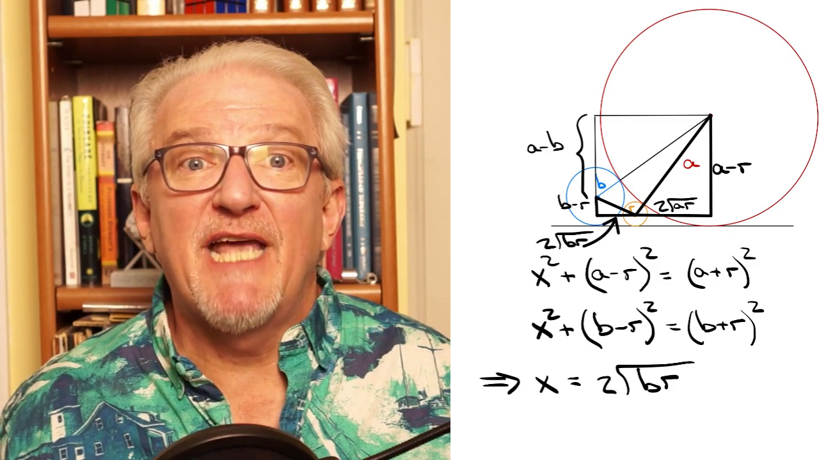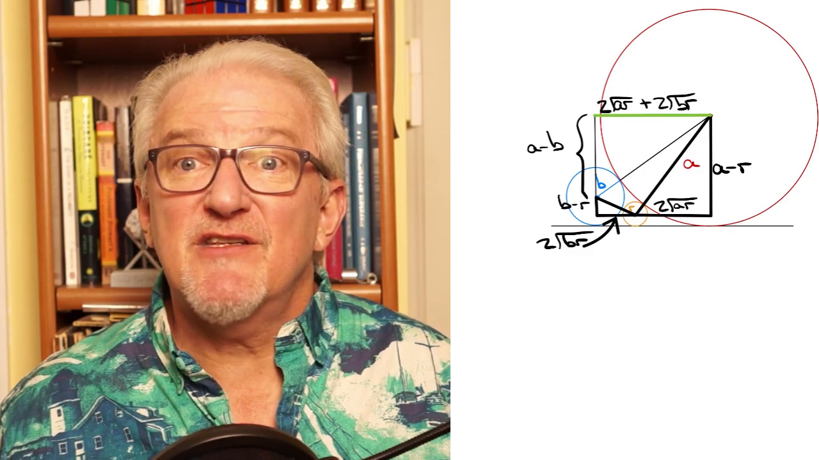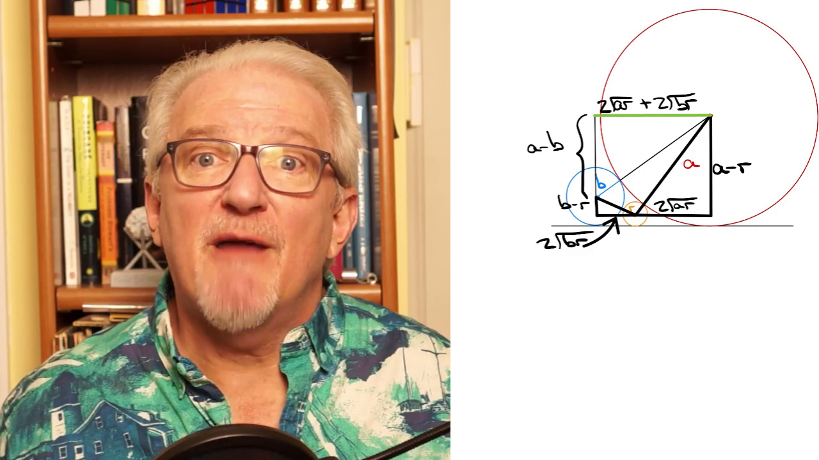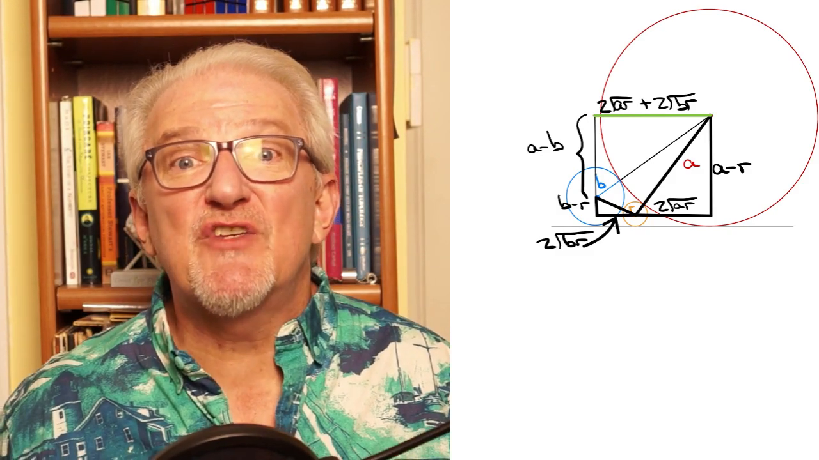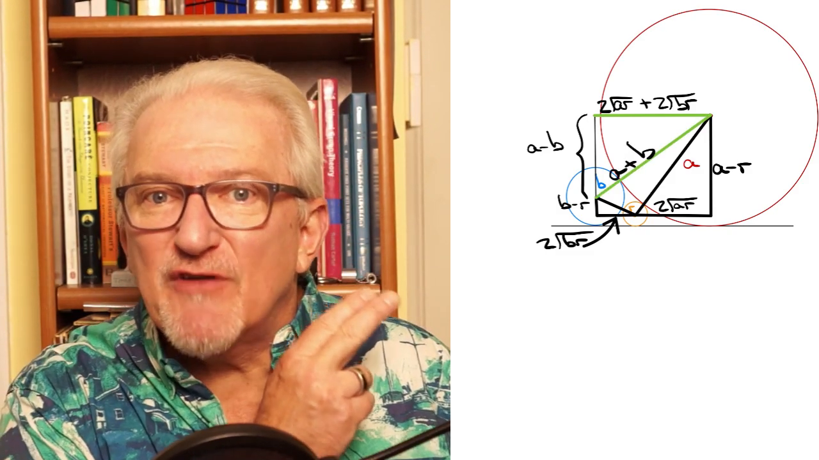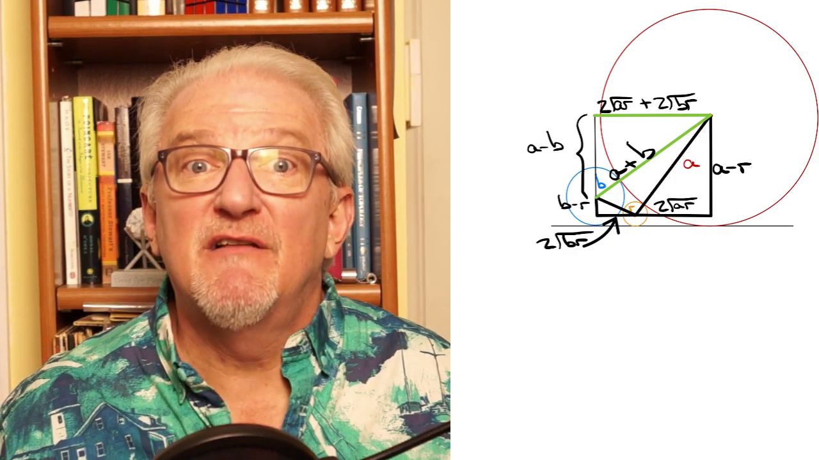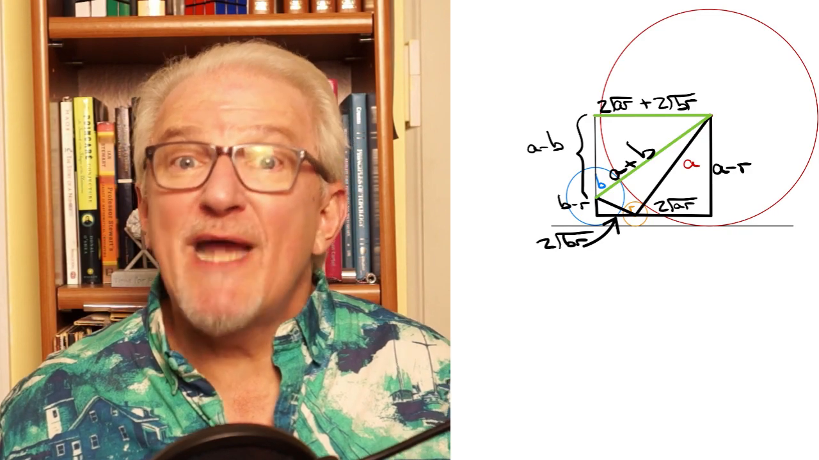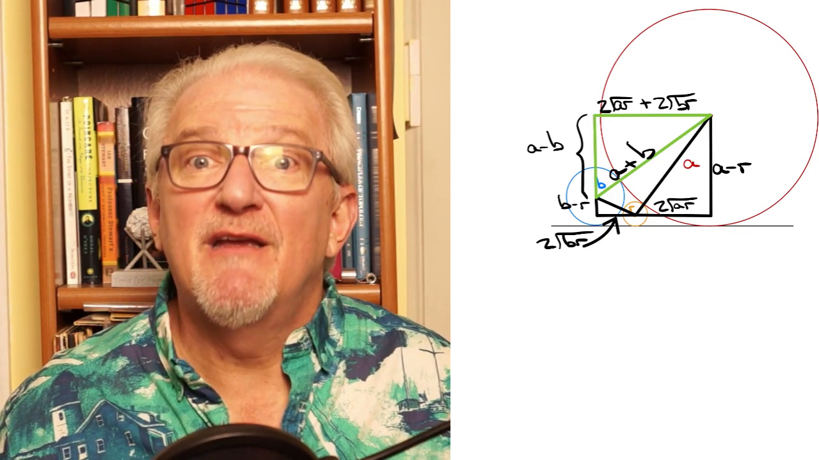Altogether, this shows that the length of our rectangle is equal to 2 times the square root of ar plus 2 times the square root of br. This turns out to be the length of one of the legs of the triangle in the upper left corner of our picture. The hypotenuse of this triangle has length a plus b, and we've already identified the length of the second leg as a minus b.